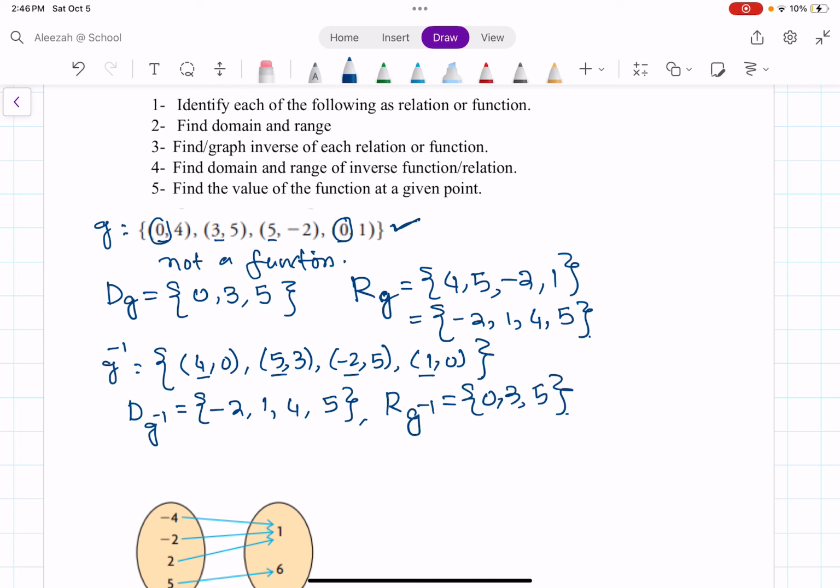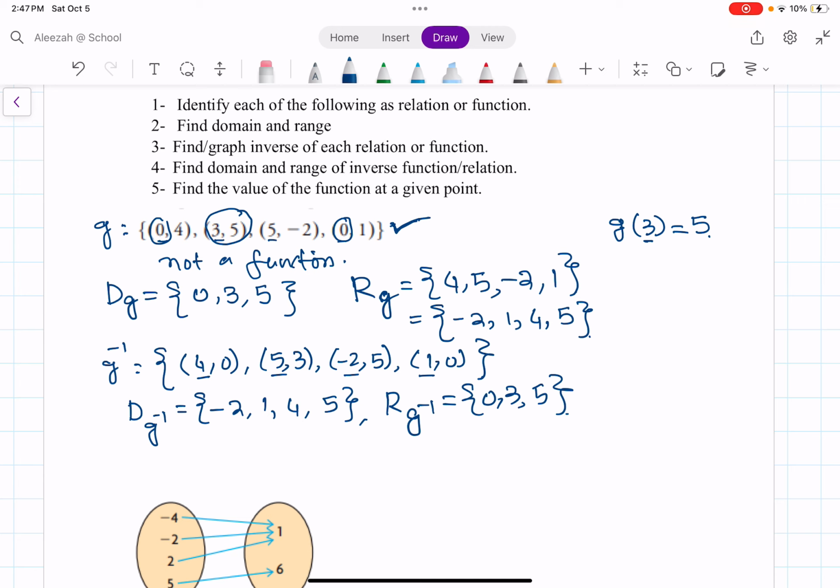Now what if I have to find, from this given set of ordered pairs, G of 3? It means the value of the function at x equals 3. Just look at this ordered pair here. So when x is 3, y is 5. So the answer is 5.